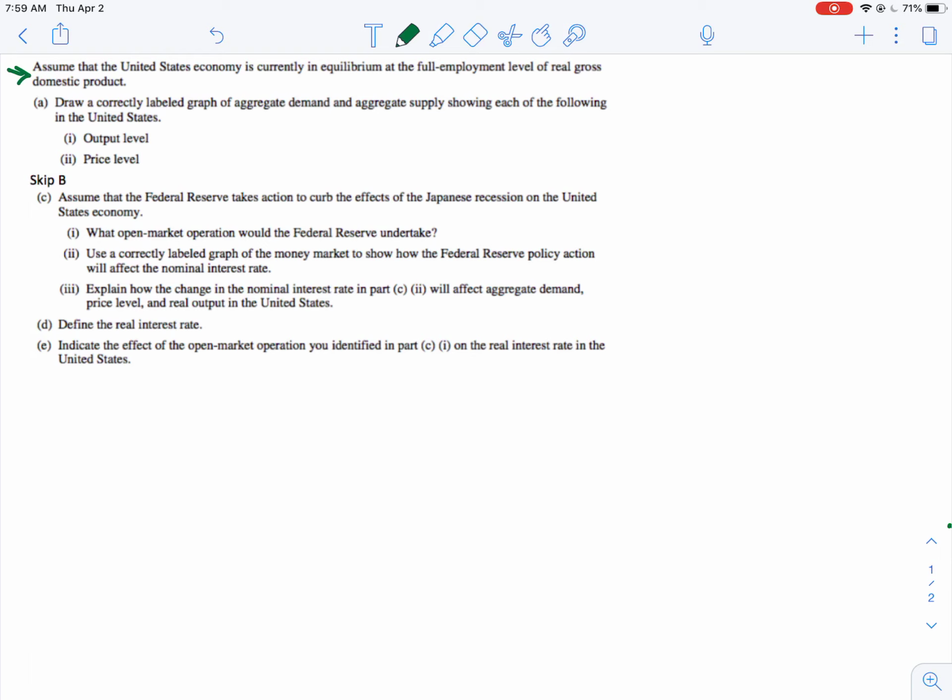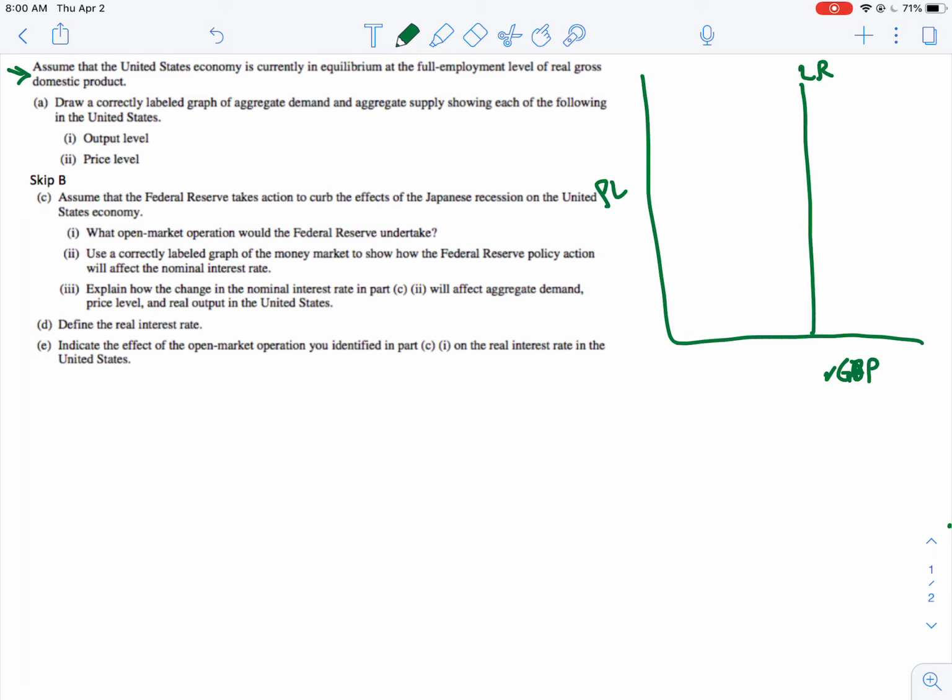Assume the United States economy is currently in equilibrium at the full employment level of real GDP. So that means we are at long-run equilibrium, which means we need our price level here and our real GDP here, vertical LRAS, downsloping AD, and upsloping SRAS. Okay, so we're going to label this YF for full employment. This will be PLF, that's the price level at full employment. So that takes care of A.